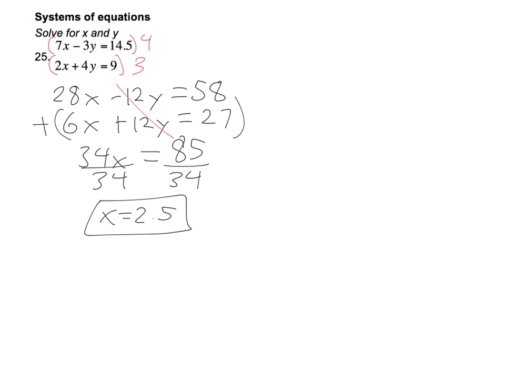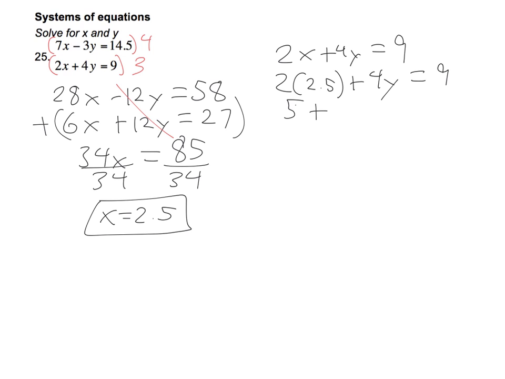So I'm going to go back here, and I'm going to just pick the second equation. So I'm going to say 2x plus 4y equals 9. So 2 times 2.5 plus 4y equals 9. So 5 plus 4y equals 9. 4y then is going to be equal to 4, subtracting 5 from both sides, so then y is equal to 1.